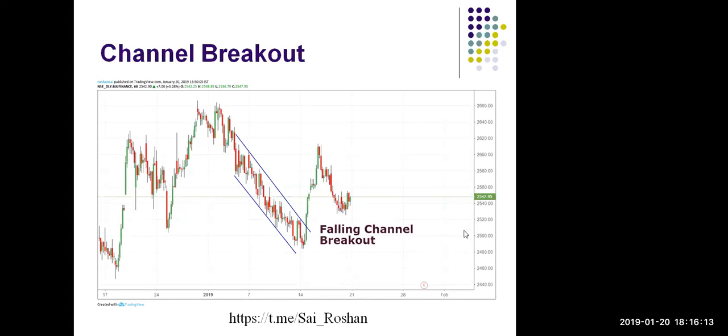Okay, so just imagine, that's the beauty of it. The rules of the game remain the same. Stop loss, the low of the first candle, aggressive, and everything else is the same. Okay, so this is all about channel breakouts.